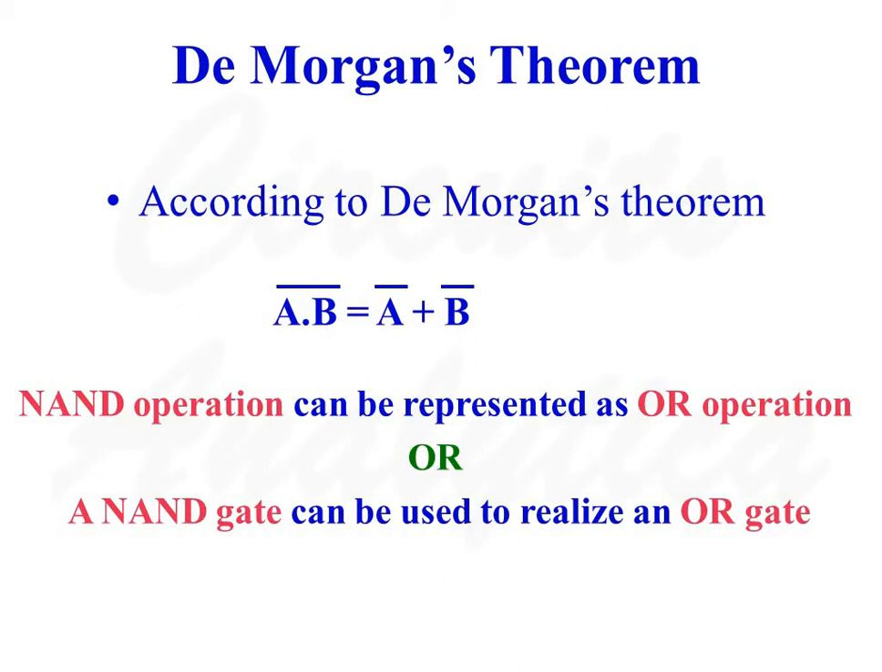Now let us discuss De Morgan's theorem. According to De Morgan's theorem, the complement of A and B can be written as complement of A or complement of B. AB bar is equal to A bar plus B bar. So, NAND operation can be represented as OR operation, or a NAND gate can be used to realize an OR gate.